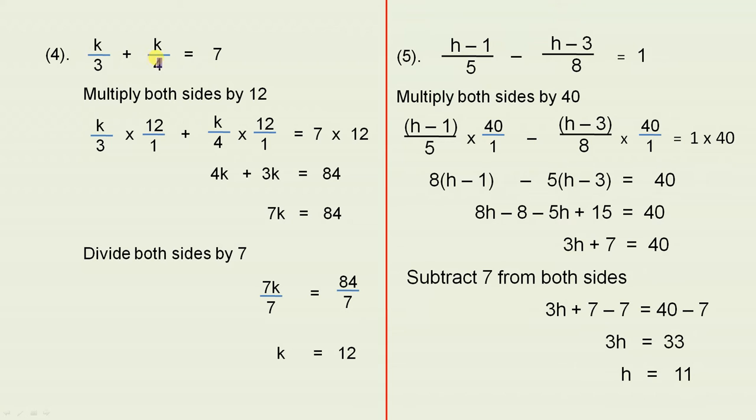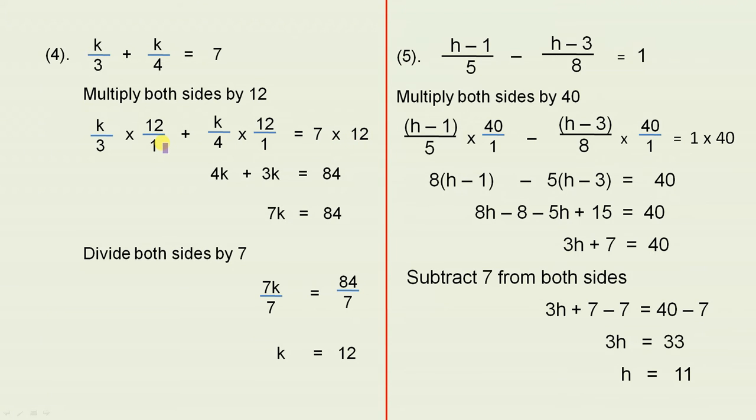k over 3 plus k over 4 equals 7. Now we have a 3 and a 4. The lowest number that 3 and 4 will divide into is 12. So that's the lowest common denominator. So we multiply both sides by 12. So we've multiplied k over 3 by 12, we multiplied k over 4 by 12, we multiplied 7 by 12.